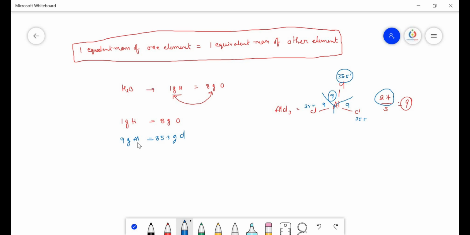So this is the one equal part of the aluminum mass and this is the mass of the one equal part of the chlorine. So basically, the entire meaning is one equivalent mass of one element equals one equivalent mass of another element. Means one equal part of one element combines with only one equal part of the other element. If you take two equal parts here, then automatically here also you will get two equal parts. For example, if you take 2 grams of hydrogen, then here you need to take 16 grams of oxygen. So this is the basic generalization for the equivalent mass.